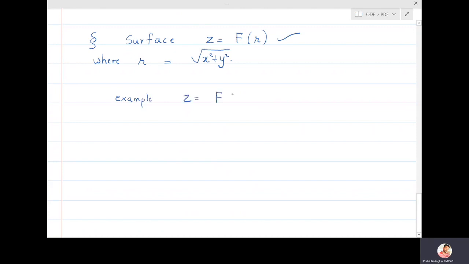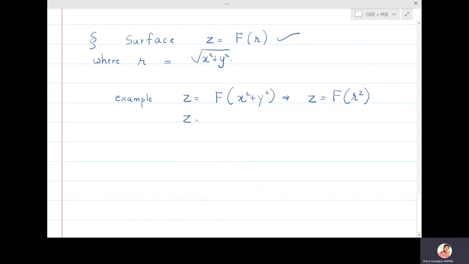Now in the second section, we are going to take surfaces of the type z is equal to f of r, where r is the square root of x square plus y square. So we will consider surfaces of this type. What is the simplest example? Example: z is equal to f of x square plus y square. This is a surface of this type because it is written as z is equal to f of r square, a function of r, where that function is r square.